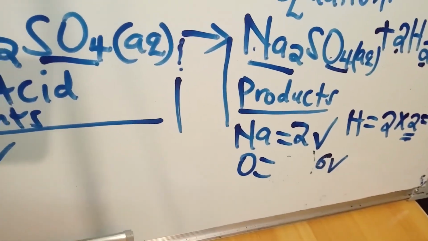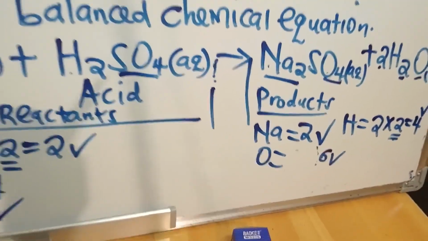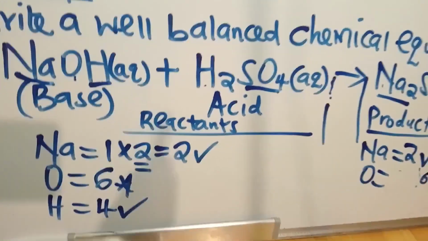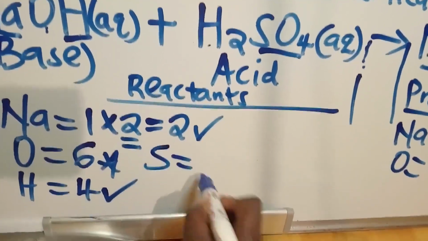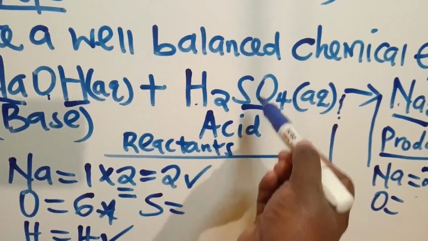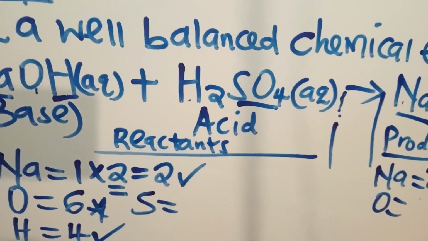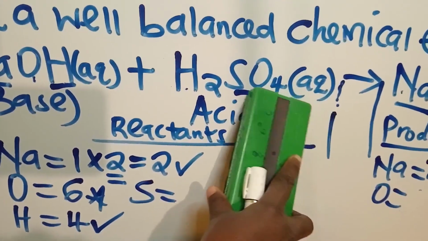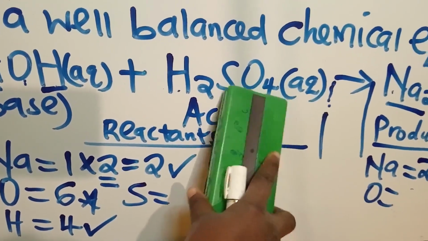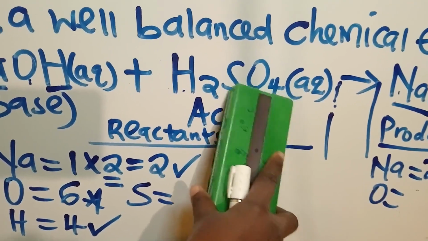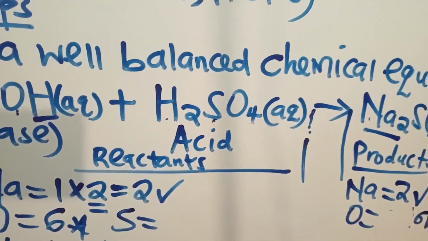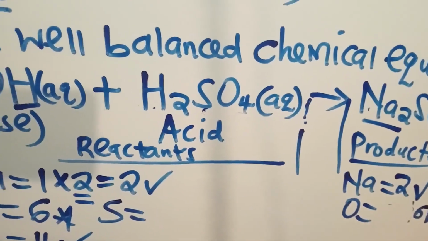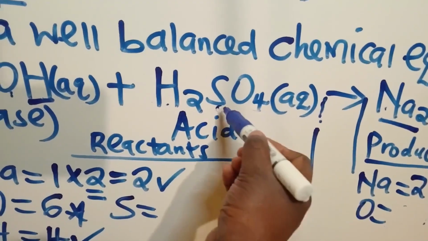So now our oxygens have been balanced. We are still remaining with one more, which is sulfur. Sulfur is just 1. Let me rub this line for you to see that for real sulfur is 1. So that is the formula of sulfuric acid, and sulfur is just 1.